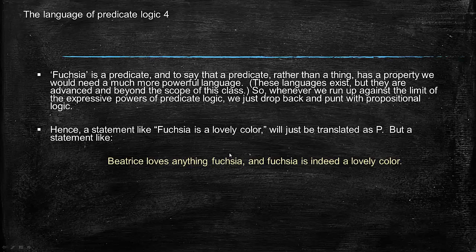On the other hand, we could get a sentence like this where we can actually deal with part of it. Beatrice loves anything fuchsia, and fuchsia is indeed a lovely color. Well, we can deal with Beatrice loves anything fuchsia, right? For all x, if x is fuchsia, then Beatrice loves x. But this part we can't deal with, as we just said. So we're just going to assign that a P, right? So for all x, if Fx, then LBx, and P.